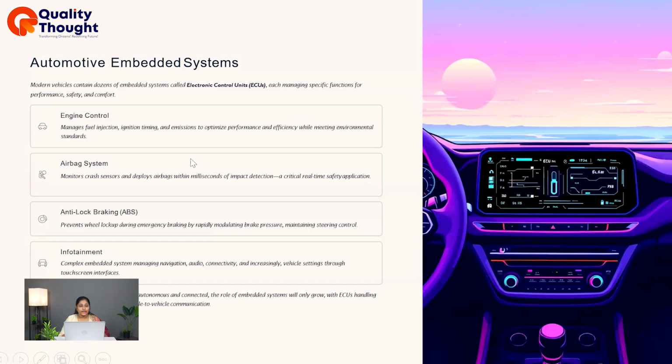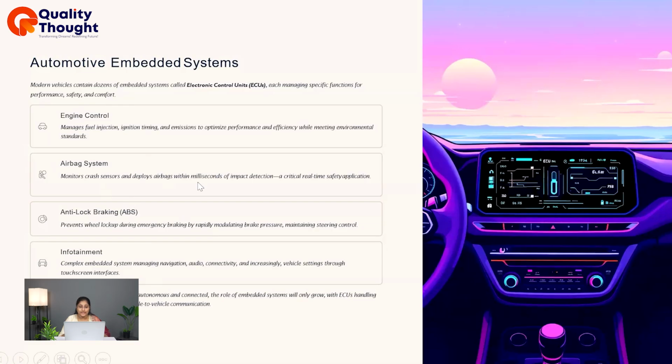So that is nothing but the automotive embedded systems. We have dozens of embedded systems called electronic control units, ECUs, each managing specific functions: performance, safety and comfort. We have engine control, the airbag system, the anti-lock braking ABS system, and infotainment. These all work on embedded systems.